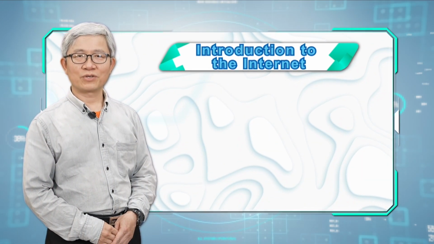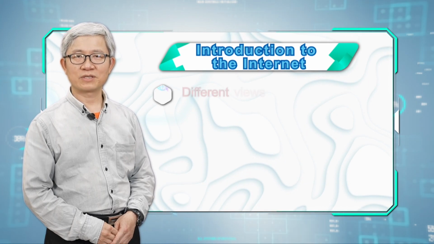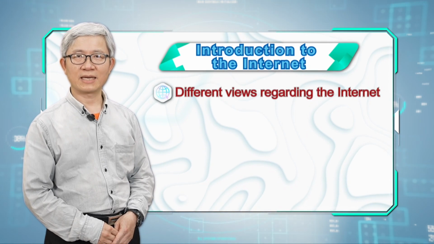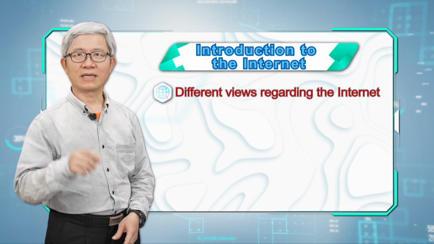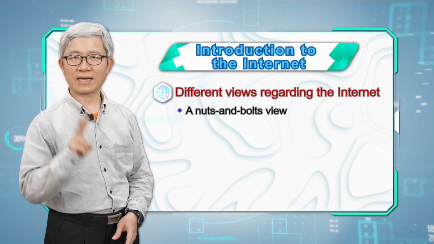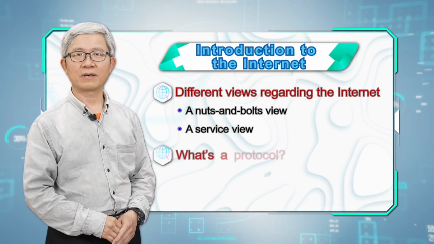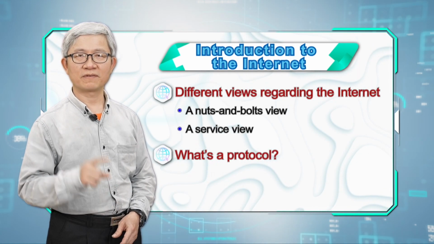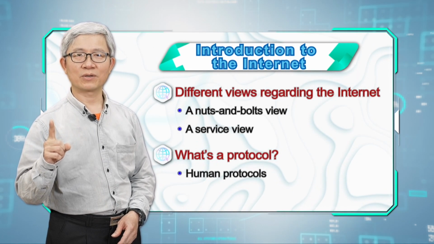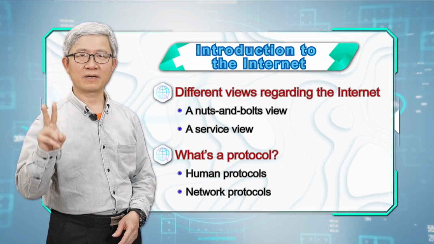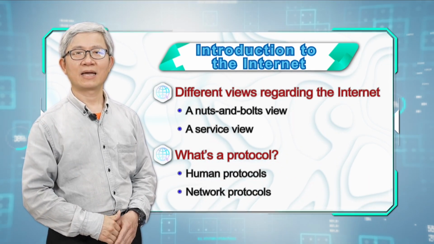In this unit, we will have two concepts to deliver to you. The first one, we will have two different viewpoints to check the internet. The first one is the nuts and bolts view, and the second one is the service view. And next, we will have two protocols for you. The first one is the human protocol, and after that, we will have the network protocol. And that's it.